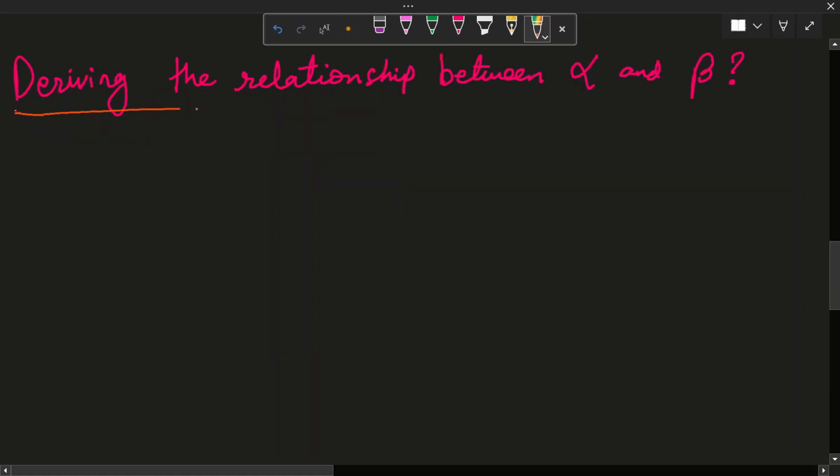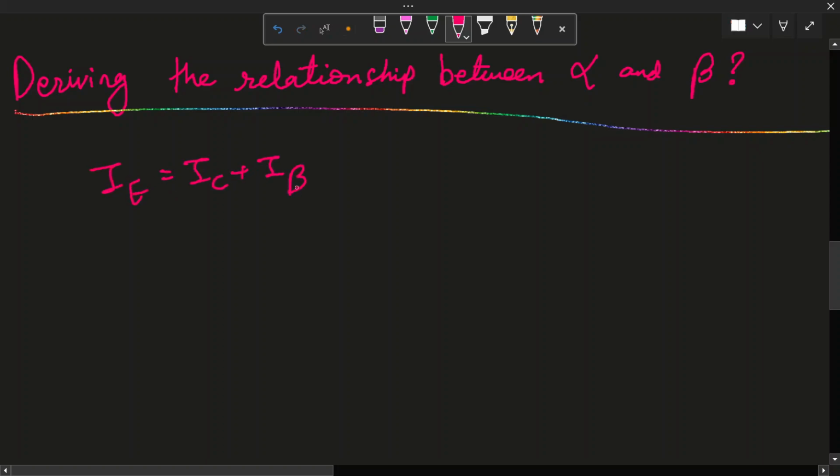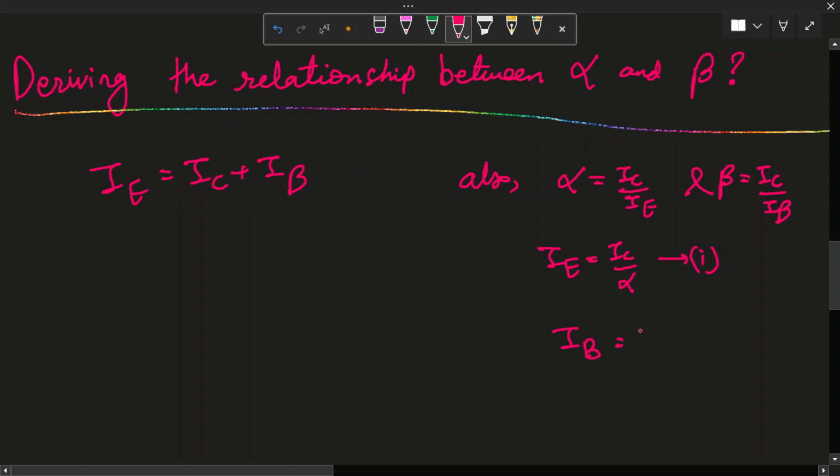Now let's find out how the alpha and beta are related. We know for a transistor, the emitter current is always the sum of collector current and base current. We also know alpha is the ratio of IC by IE and beta is the ratio of IC by IB. So we can write here IE as IC by alpha. This is equation number 1, and we can also write IB as IC by beta. This is equation 2.